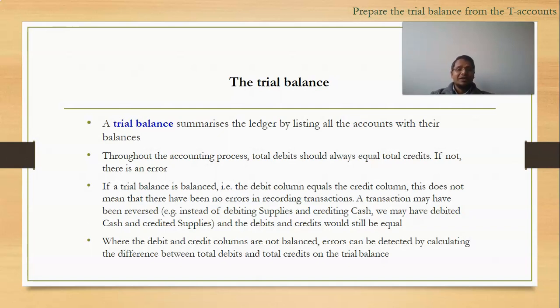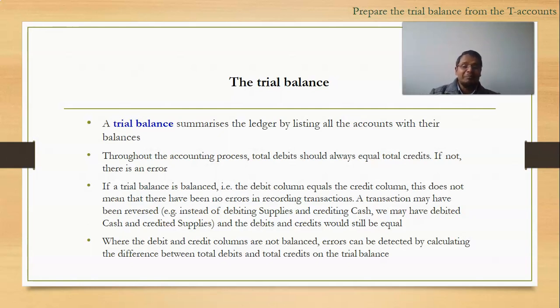A trial balance is actually a list of the balances of the ledgers. All the debit balances are transferred on the debit side. All the credit balances are transferred on the credit side. If we did everything right, the total of debits and total of credits should be equal. But if both sides don't agree with each other, that is a problem. That means there is a mistake.